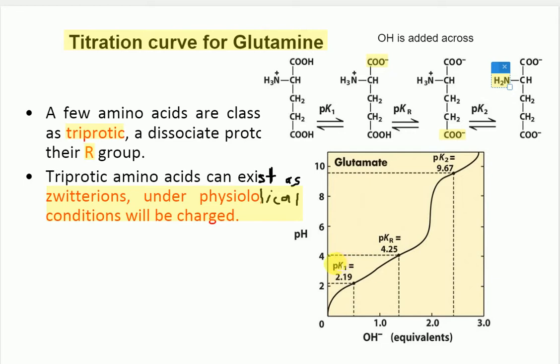So here we can see the changes as more base is added. So we can see base equivalents. pK1 2.19, pKR 4.25 here, and for pK2 9.67. So we can see all those pKa changes for glutamate as more base is added.